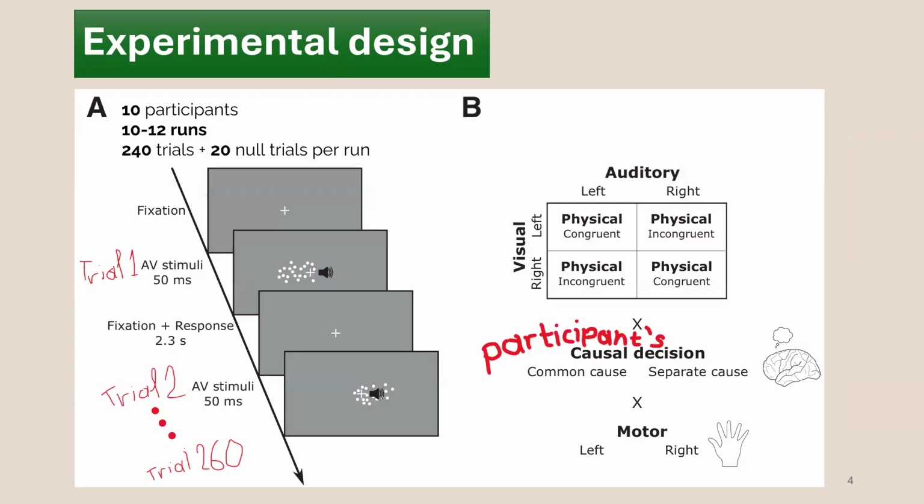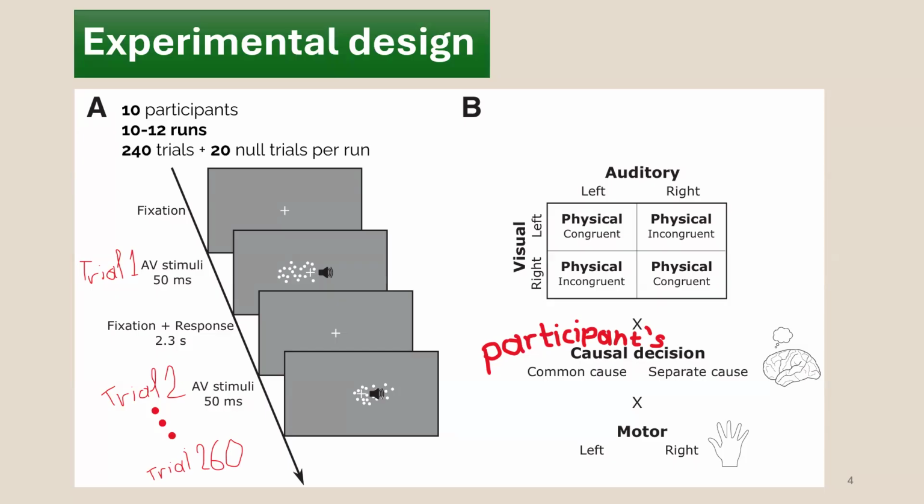The experiment had 10 participants. Each participant had 10 to 12 runs, and each run consisted of 240 trials plus 20 null trials, so 260 trials. Each trial consists of an audio signal, a voice that the participant hears in the right or left earbud, and simultaneously a visual that they see on a plexiglass screen in front of them for 50 milliseconds. After seeing the visual and hearing the audio, they press a button on their left or their right, which will be their response about the congruency of the audio and visual stimuli.